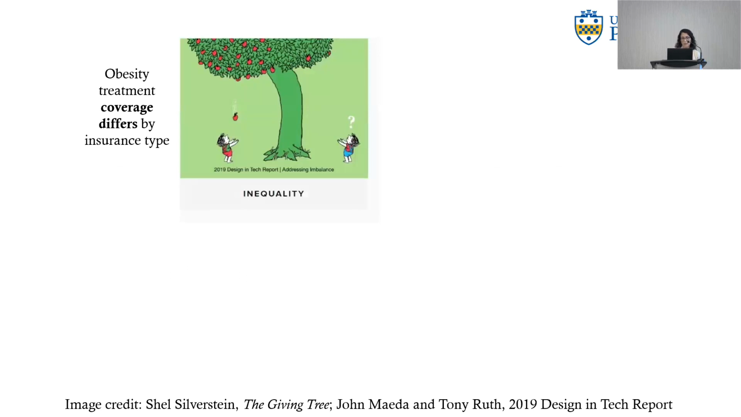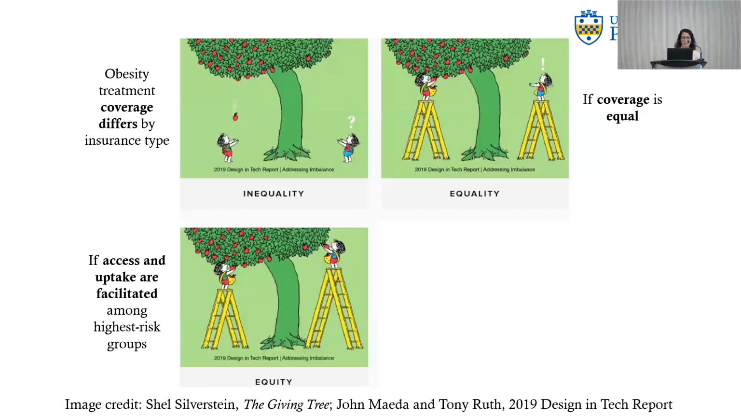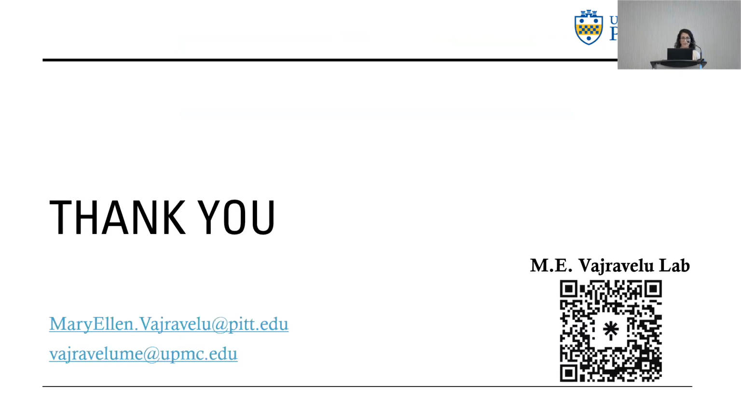So currently, we are in a state of inequality, especially in the United States, where coverage for these types of medications differs by insurance type. If coverage were equal, we could say this was equality, but what we should strive for instead is equity. So we need to not only make coverage equal, we also need to facilitate uptake and make sure that youth who are at highest risk are able to access these highly effective medications. But ultimately, what we need to do is prevent these disparities in the first place. And as I showed, due to the very large difference in obesity prevalence at baseline, we have a lot of room to go. So thank you very much.